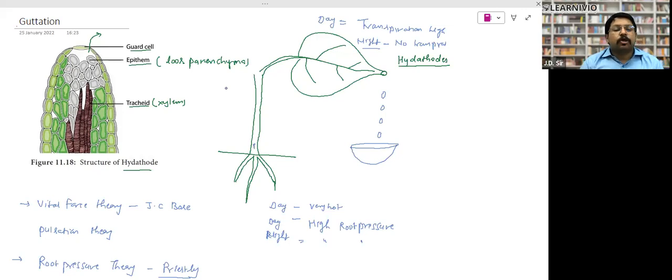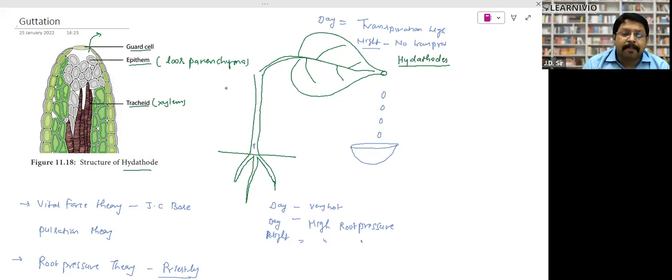I will give you an example like South Africa, Ethiopia. These are countries where the daytime temperature is very high and the nighttime temperature is very low. So guttation will take place in that kind of environment. There are certain wide leaf plants, right? In Africa, they have wide leaves, right?